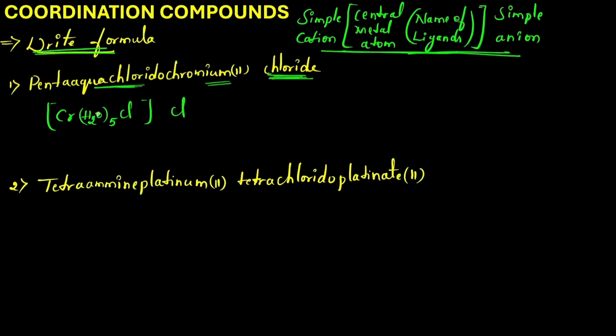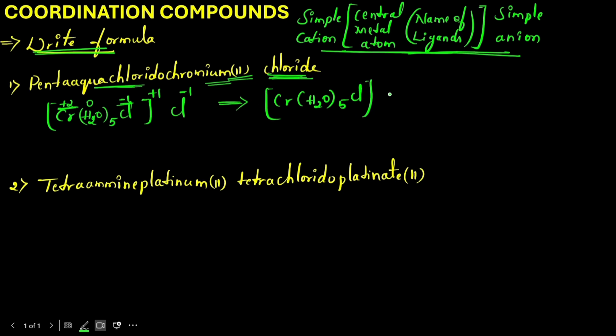Now you have to cross check with the oxidation number. Here the oxidation number of chromium is given, that is +2, and the charge on the H2O ligand is 0. Cl will be having -1 charge. Now we have to find out the charge on the coordination sphere. Here +2 -1 gives +1. The charge on the coordination sphere is +1, and the charge on the counter ion is -1. Therefore, the formula is [Cr(H2O)5Cl]Cl. Therefore, this is the formula.